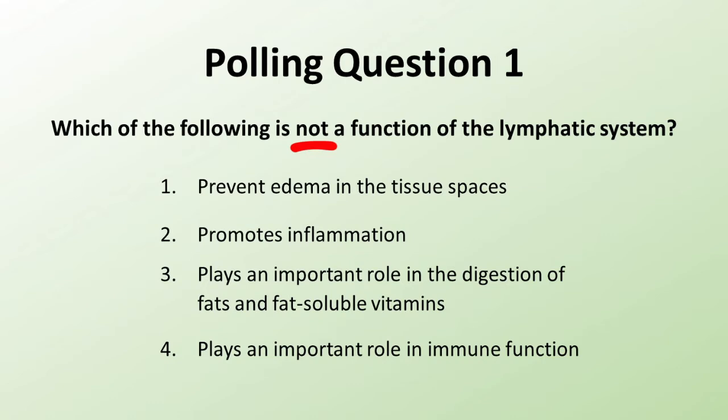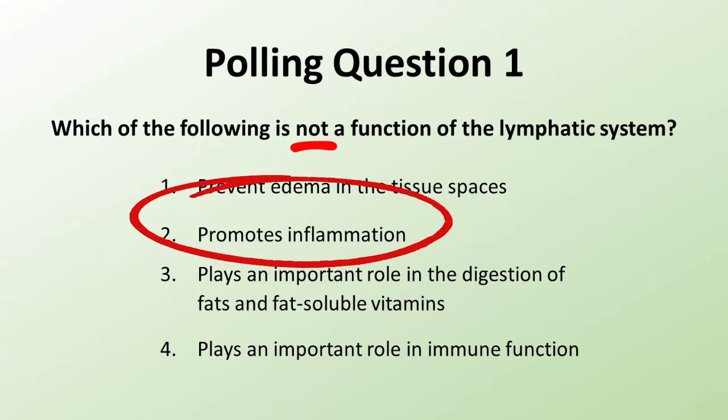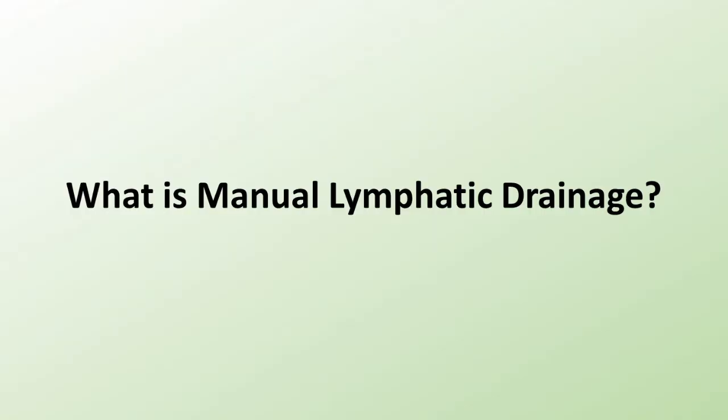Well, the answer is it does not promote inflammation. What the lymphatic system does, it can prevent the edema in the tissue spaces by returning that fluid back to the cardiovascular system. It plays an important role in the digestion of fats and fat-soluble vitamins, and it also plays a very important role in immune function. If anything, it can help prevent inflammation, or at least prevent inflammation from becoming chronic, by moving everything out of the tissue spaces.